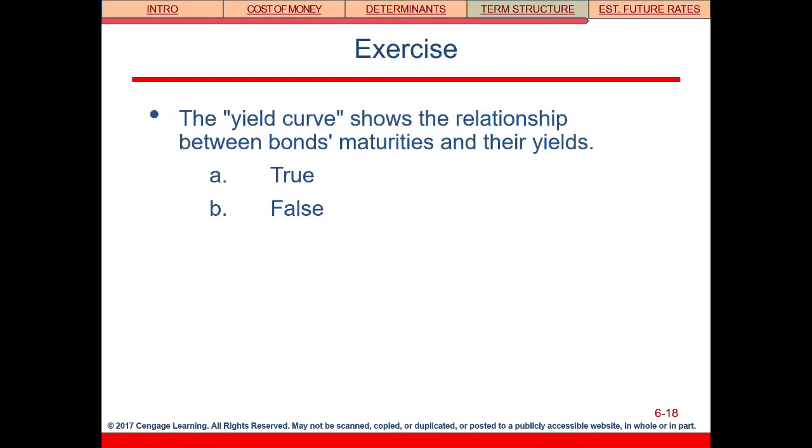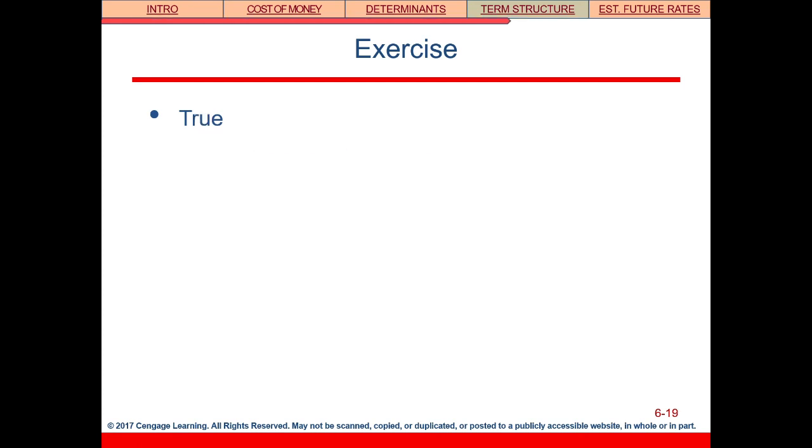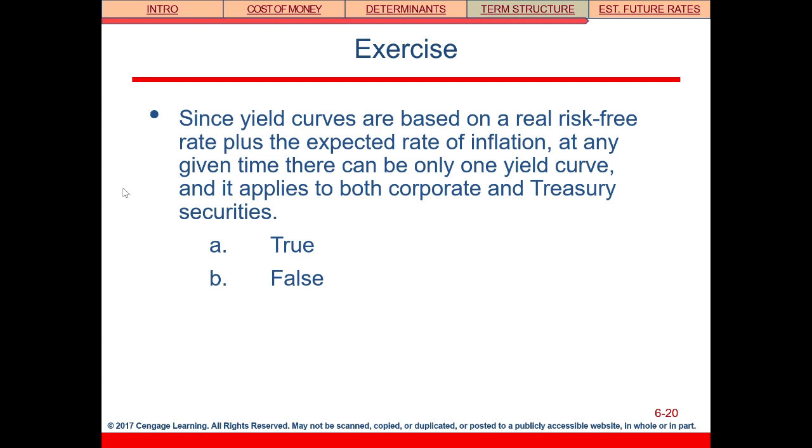So here are some exercise questions. The first one: the yield curve shows the relationship between bonds' maturities and their yields. True or false? So that's the relationship between maturities and yields. The correct answer is true, right? That's basically the meaning of term structure, and the yield curve is just a graph of the term structure.